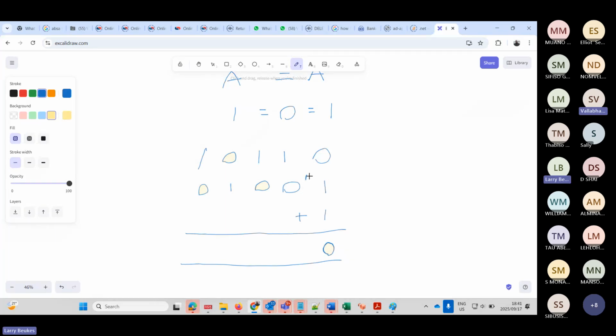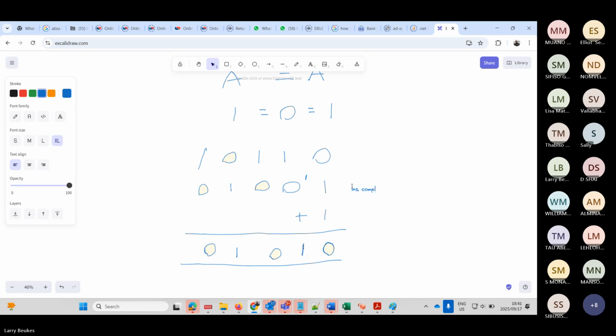Oh, I'm a bit confused. This is 1 plus 0 here. Yes, I'm taking the upper one. 1 plus 0 is 1, and 0 is 0. So this is the 2's complement. So always 2's complement is 1's complement plus 1. The first step would be doing the 1's complement of the given binary number, then adding 1 to it will be your 2's complement.